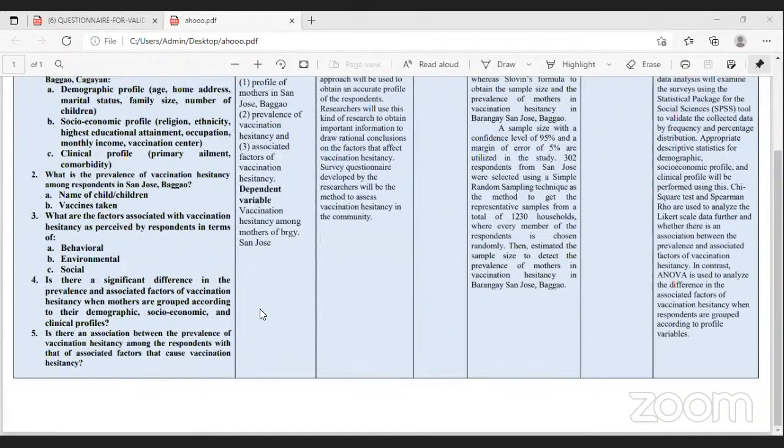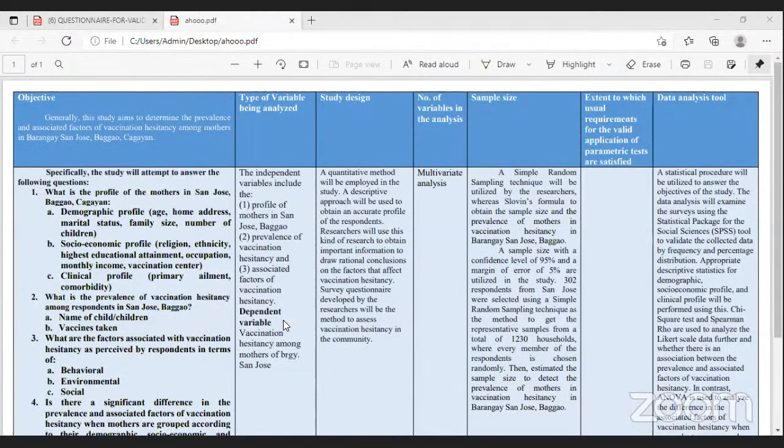Number four, is there a significant difference in the prevalence and associated factors of vaccination hesitancy when mothers are grouped according to their demographic, socioeconomic, and clinical profiles? Number five, is there an association between the prevalence of vaccination hesitancy among the respondents with that of associated factors that cause vaccination hesitancy? Type of variable being analyzed. The independent variables include the profile of mothers in San Jose, Bagao, prevalence of vaccination hesitancy, and associated factors of vaccination hesitancy. Dependent variable, vaccination hesitancy among mothers of Barangay San Jose.